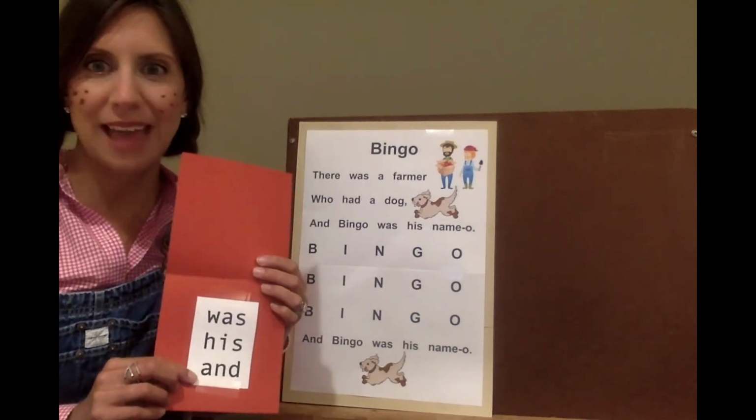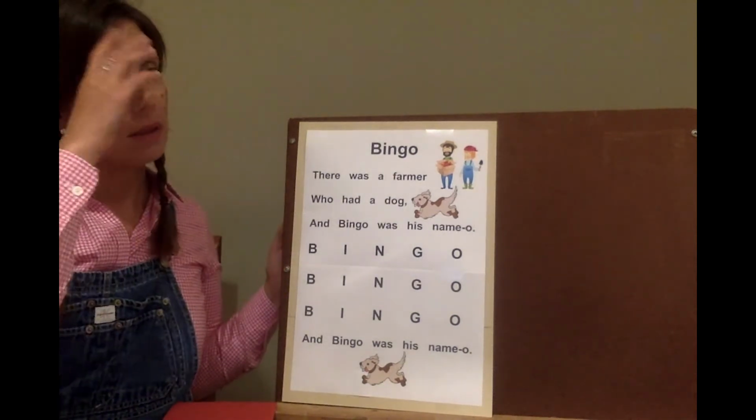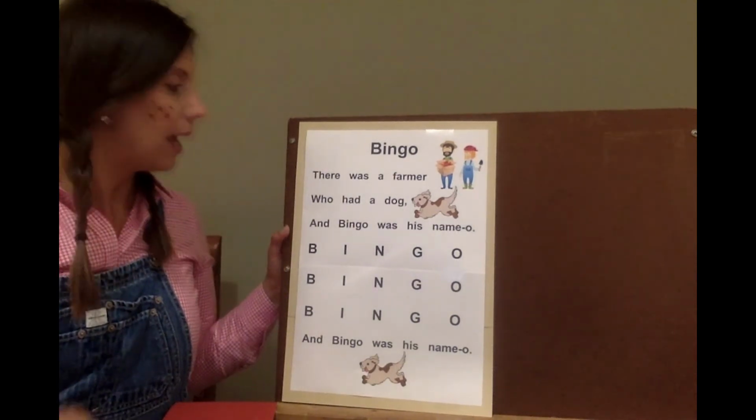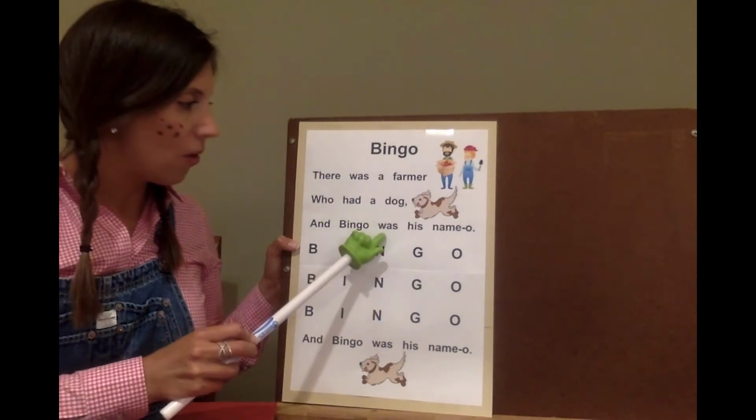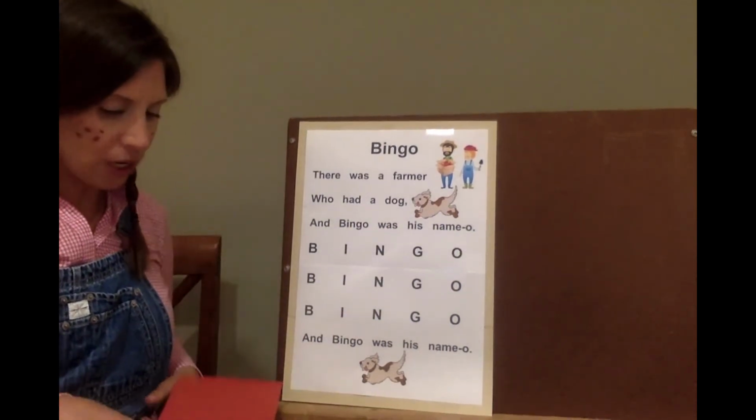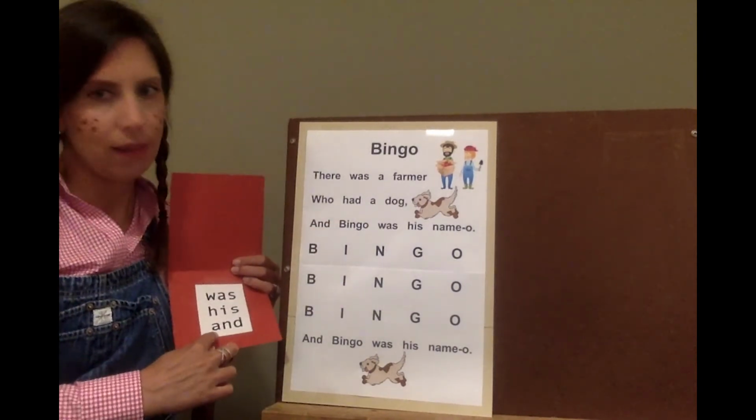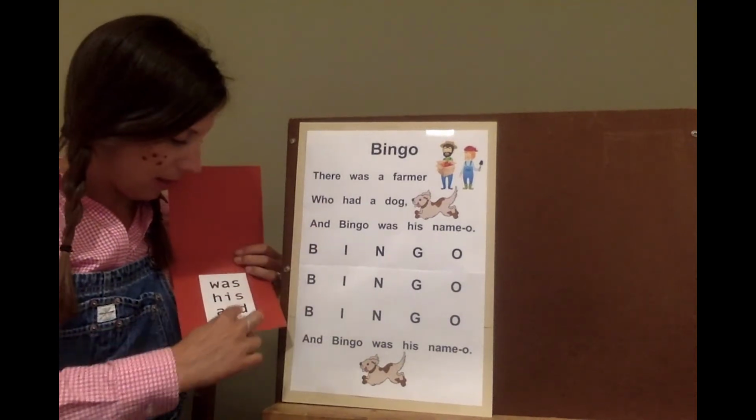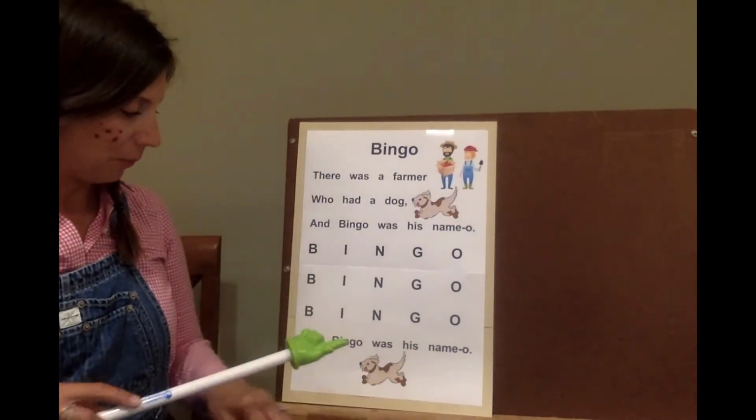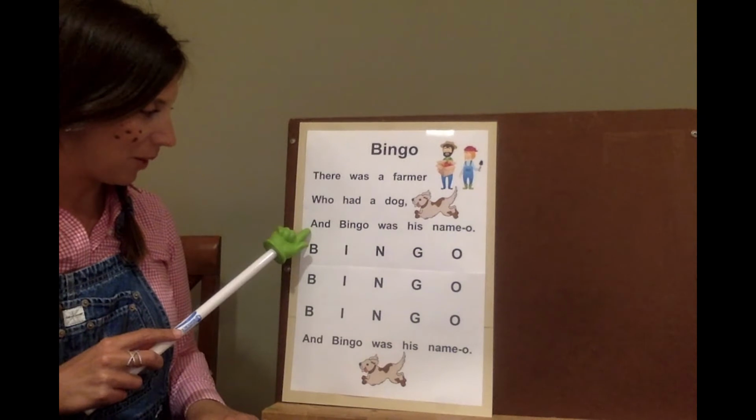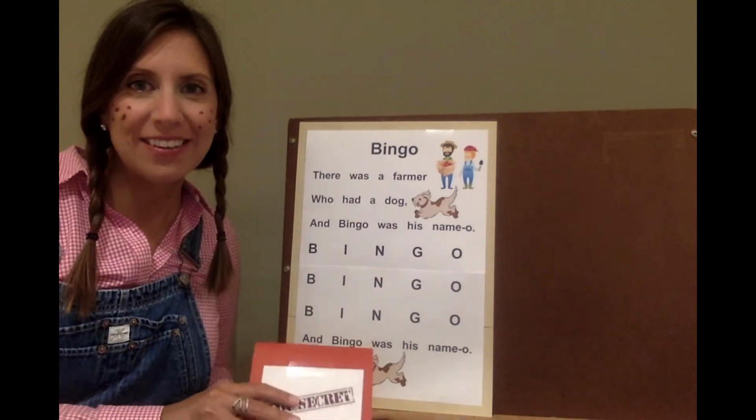Okay, the last word was and. Do you think you could help me find and? And. Had a dog and. Who had a dog and Bingo was his name. Let me check to make sure this is right. A-N-D. A-N-D. A, the silly A. A-N-D. That's it. Wonder if it's down here too. And, oh, the same word, and. We found all 3 top secret words together today.